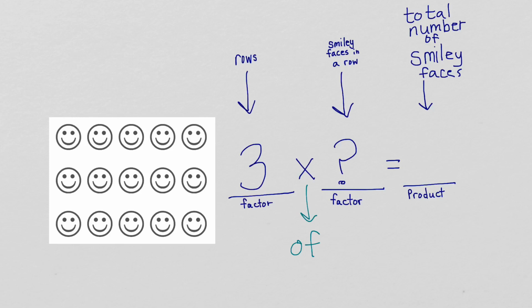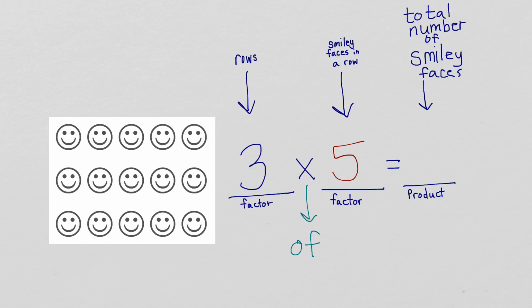Let's count. Say it out loud, please. You're right. 5. So we have 3 rows of 5. Or we can say we have 3 times 5. We can also say that we have 3 5s.